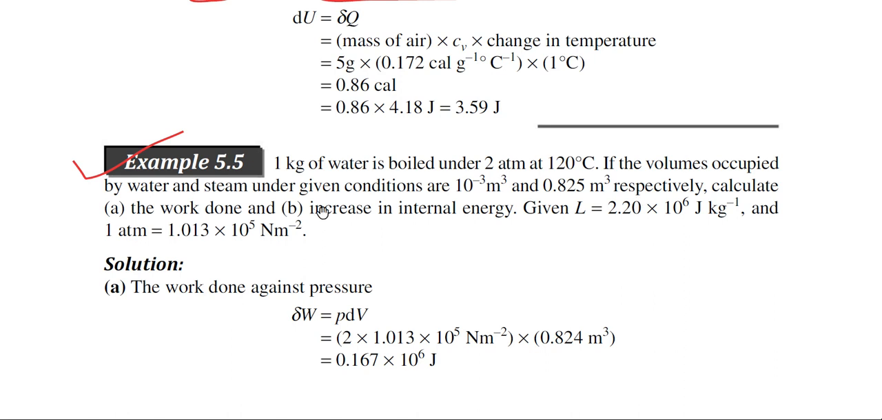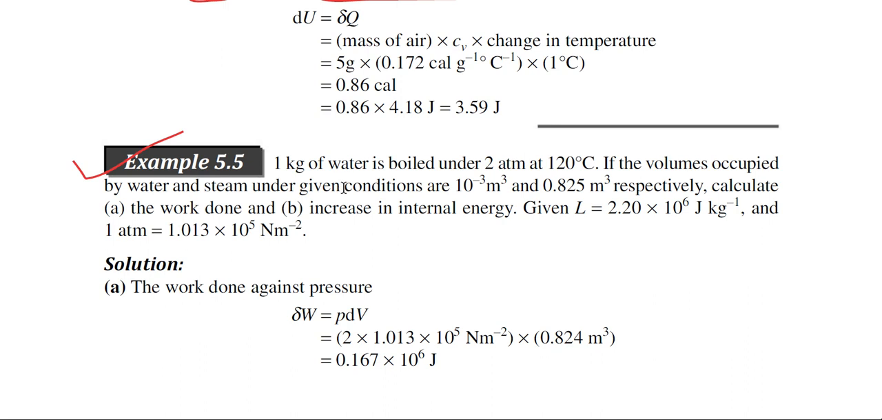Another problem: 1 kg of water is boiled under 2 atmosphere at 120 degree centigrade. If the volumes occupied by water and steam under the given conditions are 10 to the power minus 3 meter cube and 0.825 meter cube respectively, calculate the work done and the increase in internal energy. Latent heat is given, and 1 atmosphere is equal to 1.013 into 10 to the power 5 Newton per meter square. So, what is happening here is that water is boiled.